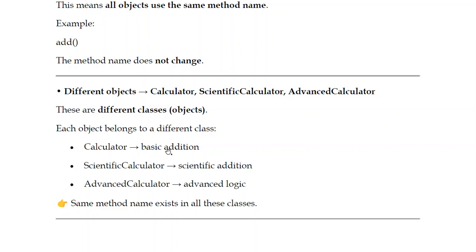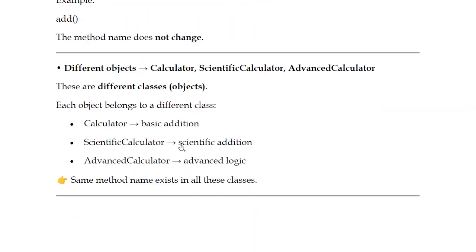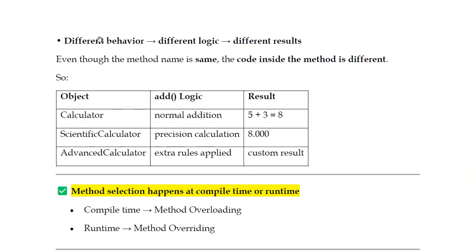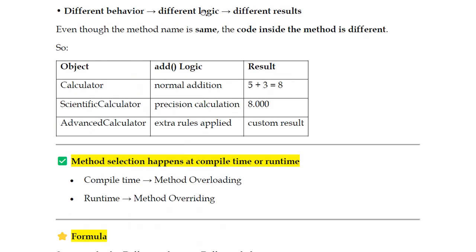For example, the calculator means simple calculator, basic addition. Scientific calculator means it performs scientific addition. Advanced calculator, advanced logic. The same method name exists in all the classes. What is that? Add, but it performs different operations, a different behavior for each and every different class. I think now the definition is exactly matching this. Read carefully here. Different behavior, I told you, different logic or different results.